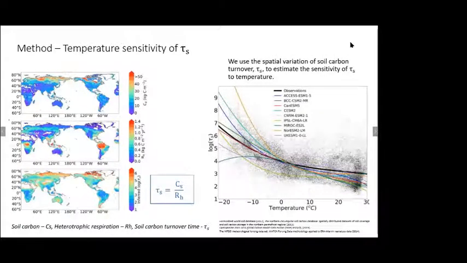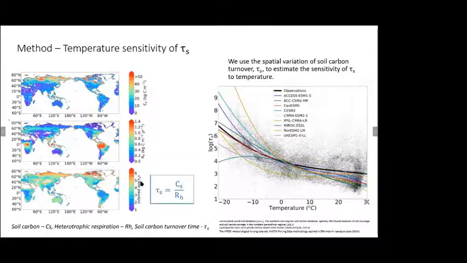So we're talking about spatial emergent constraints. A spatial emergent constraint is the idea of using a spatial temperature sensitivity to constrain a future response to warming. The idea is if the spatial temperature sensitivity tells us how sensitive something is to temperature, we can use this to constrain the future warming response. In this case, we're considering soil carbon turnover time, which we call tau S. First we need some data for this. So we consider observational soil carbon and observational heterotrophic respiration, which are the two top maps.